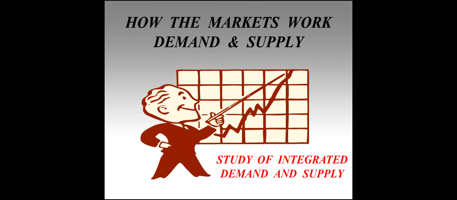At the end of Chapter 5, I gave you a couple of examples of how demand would be affected in a market based upon a certain event happening. I would like to do the same now at the end of Chapter 6, but bring both demand and supply together. In other words, a study of integrated demand and supply based upon changes in market conditions. So let's look at a few examples.